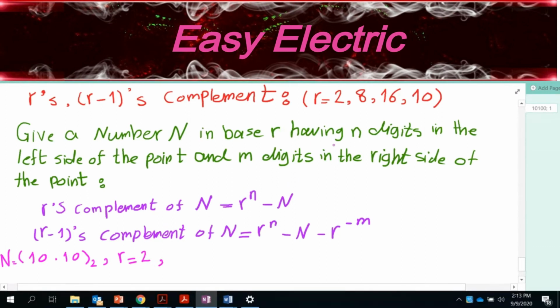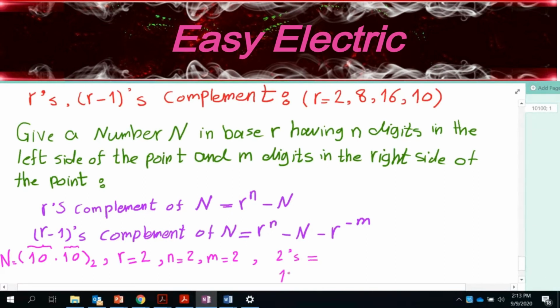So it has n digits in the left side of the point. This is your point. This is the left side. How many numbers do we have? We have 2, so that means n is 2. And m digits in the right side. This is your point. On the right side, you have again 2, so that means your m is 2. Okay, then you are done. You could get the R's complement. You tell me, the R's complement here is what? 2's complement, because R here is base 2.